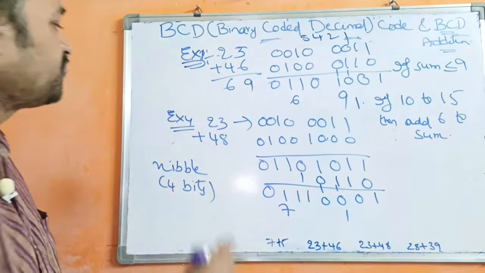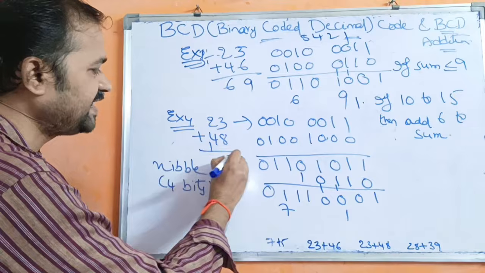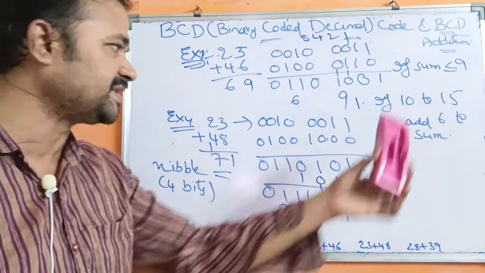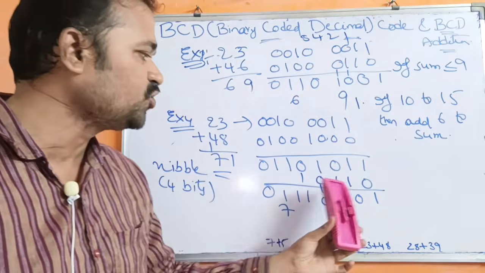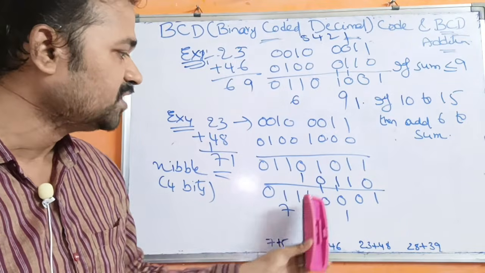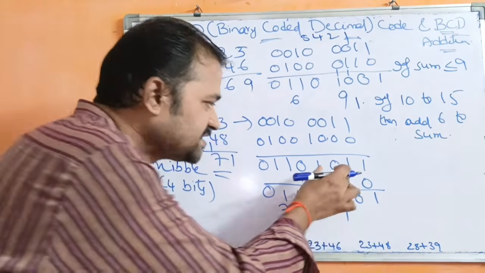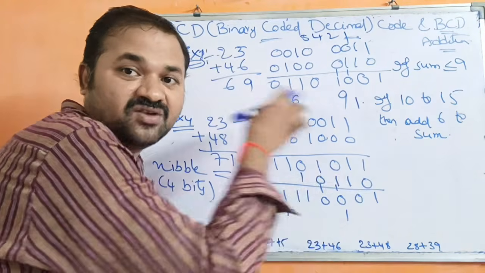So what is the sum of 23 plus 48? 8 plus 3 is 11. 2 plus 4 means 6, plus the carry means 7. So already we have written that point. If the sum is in between 10 to 15, then what we have to do? We have to add 6, only for this nibble. Why? Because this is the wrong nibble. This is not a valid BCD digit.